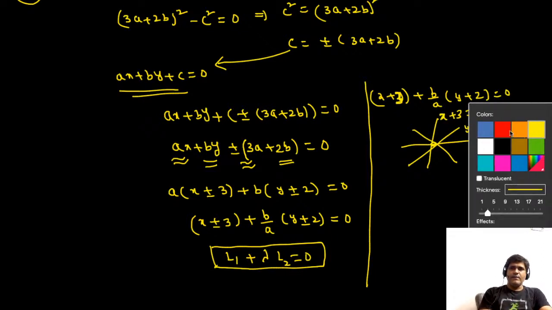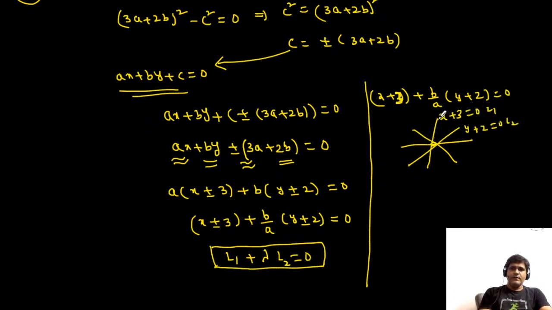These are the actual members of the family. So through the point of intersection of L1 and L2, infinitely many lines are possible because b/a is the parameter. Therefore, what is the point of concurrency? The point of concurrency is the point of intersection of x + 3 = 0 and y + 2 = 0, which is (−3, −2).